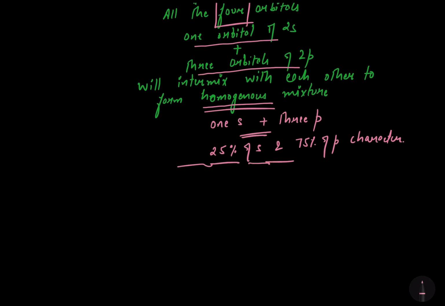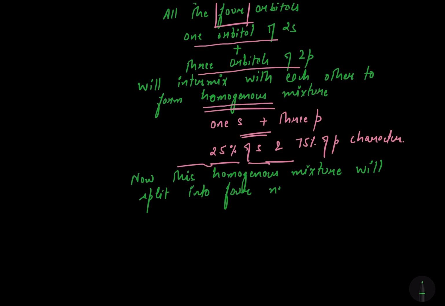Now what next I'm writing? Now this homogeneous mixture will split into 4 new types of orbitals, called hybrid orbitals, in which each orbital will have 25% of S character and 75% of P character. So we can write it like sp3.